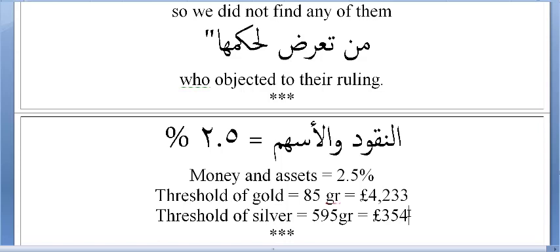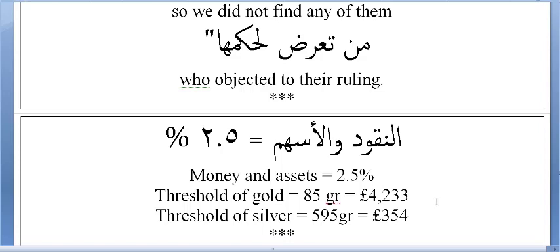So in here, what do you do with the wealth? Are you going to calculate depending on the gold, or are you going to calculate depending on the silver? That's the problem here today. Scholars disagreed on this point. Some of them said you calculate with the threshold of the gold. Some of them say no, we are using the threshold of the silver.